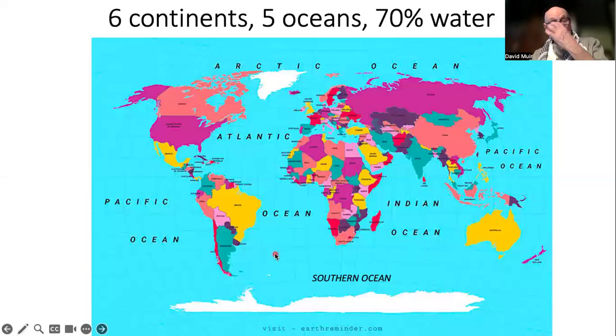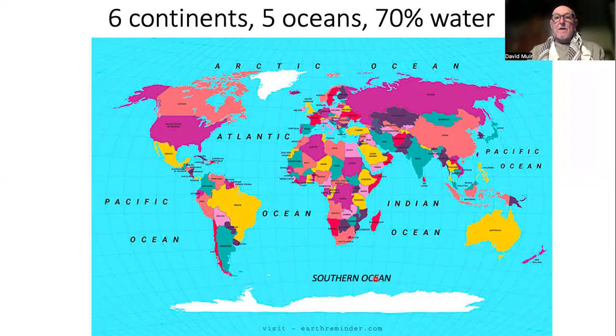So here, a map of the world, and just to show you, there are 6 continents, 1, 2, 3, 4, 5, and the 6th is Antarctica. So that's 6 continents and 5 oceans: the Pacific, the Atlantic, the Indian, the Arctic, and the Southern Ocean, which runs around Antarctica. So 6 continents, 5 oceans. And when we look at it just as it is, just about 70% of that is water.